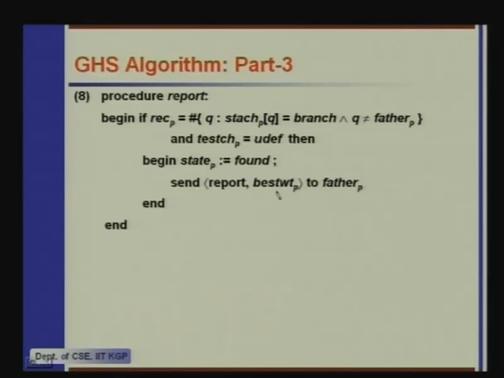And what about the pointer towards the best outgoing edge? The best outgoing edge can be a local edge or it can be an edge through any of its children. So, that will be captured by the best CH pointer. The best CH pointer will either point to the node in the other fragment or it will point to a child through which the best least cost outgoing edge can be reached.